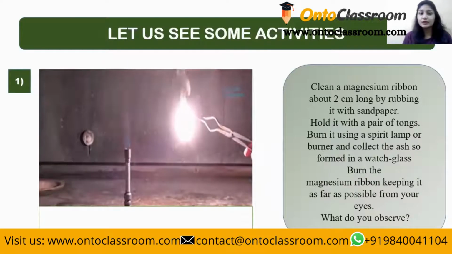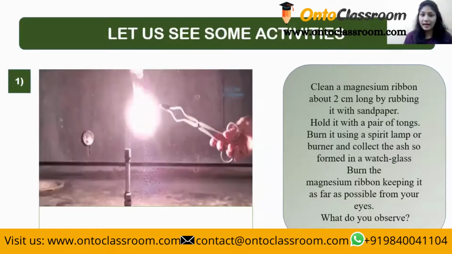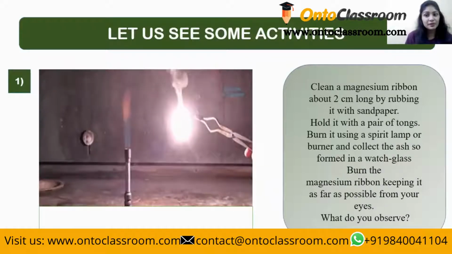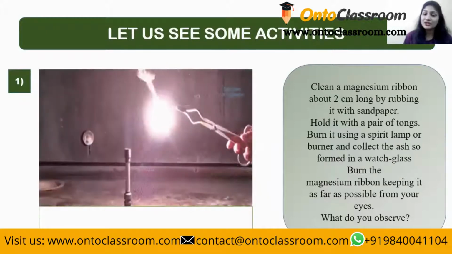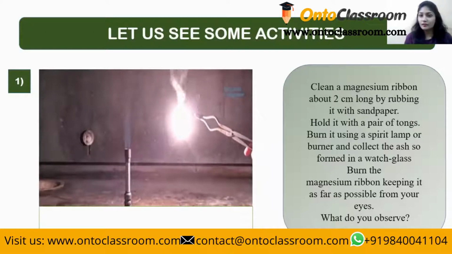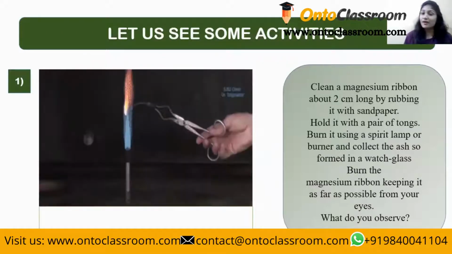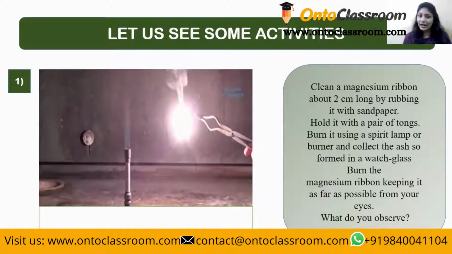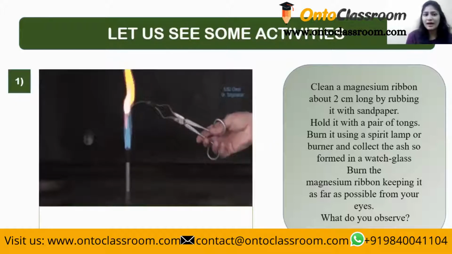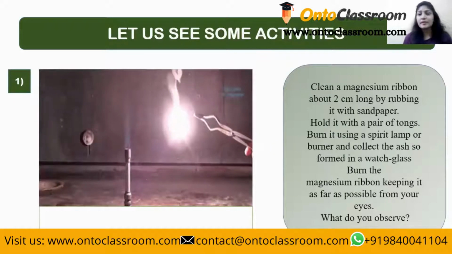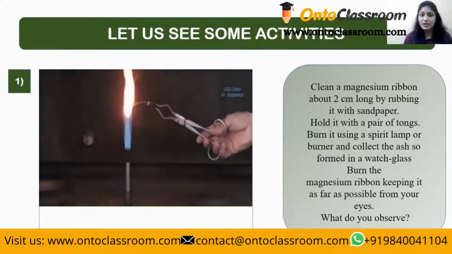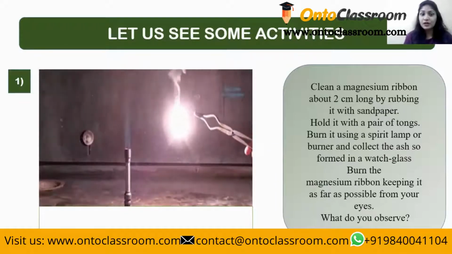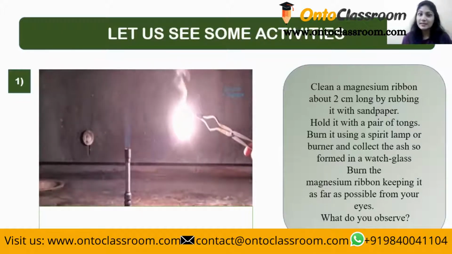Okay, the first activity, as you can see in the frame: someone is holding a magnesium ribbon with a pair of tongs and trying to burn it. The magnesium ribbon, which was in solid form, after burning turns into ash. The chemical composition of ash is completely different from that of a ribbon. Its form has changed, its shape has changed, and many different things have changed. So here you can see a chemical reaction is occurring.